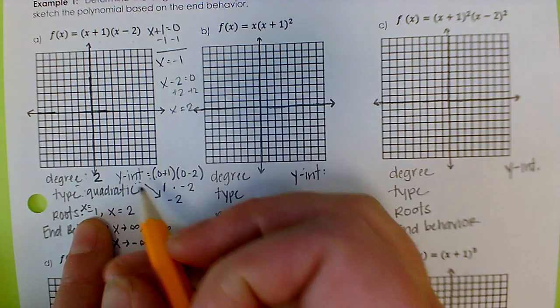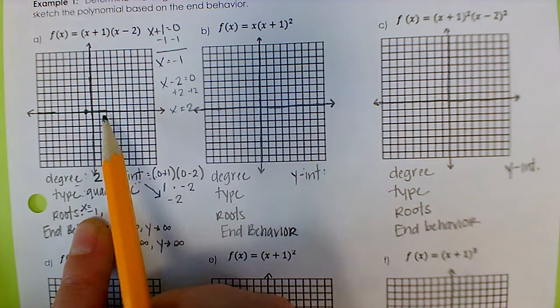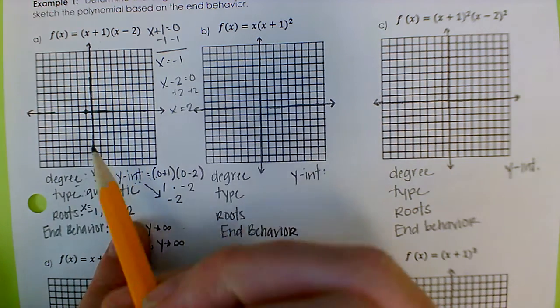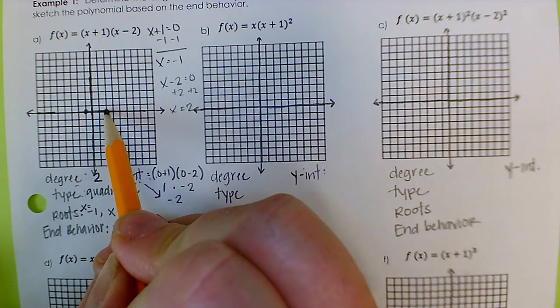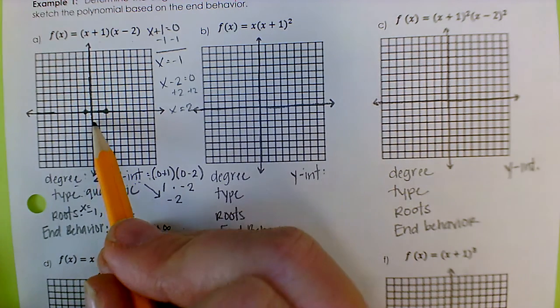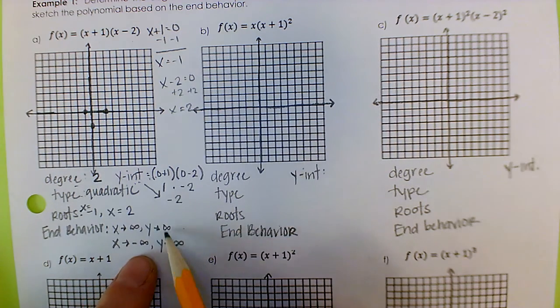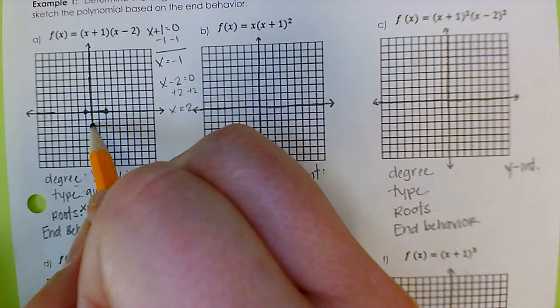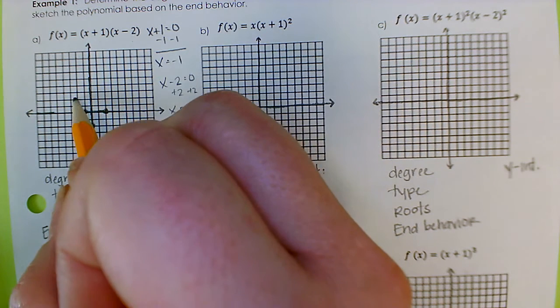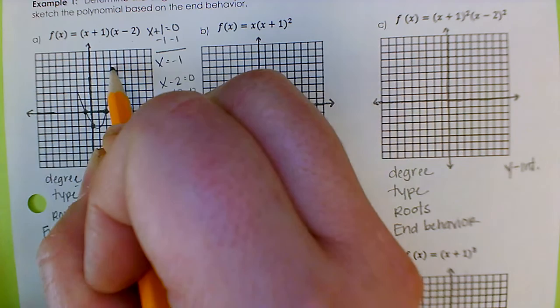So let's plot. We know that x is at negative 1. That's right here. Right? x is at negative 1. We know that x is at 2, which is right here. And we know that our y-intercept is at negative 2. And we know we're going up and up because we're going toward infinity in both directions. So as this one gets bigger, we're going up here and up here.